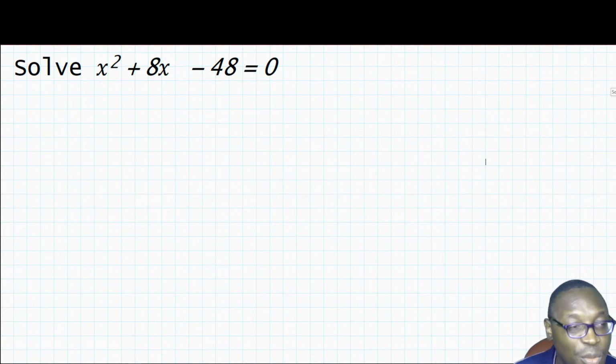I'm going to use the quadratic formula. It's the easiest way to do it. So I'll give you some time to get the values of x. What are the values of x that make this equation correct, or make this equation true?